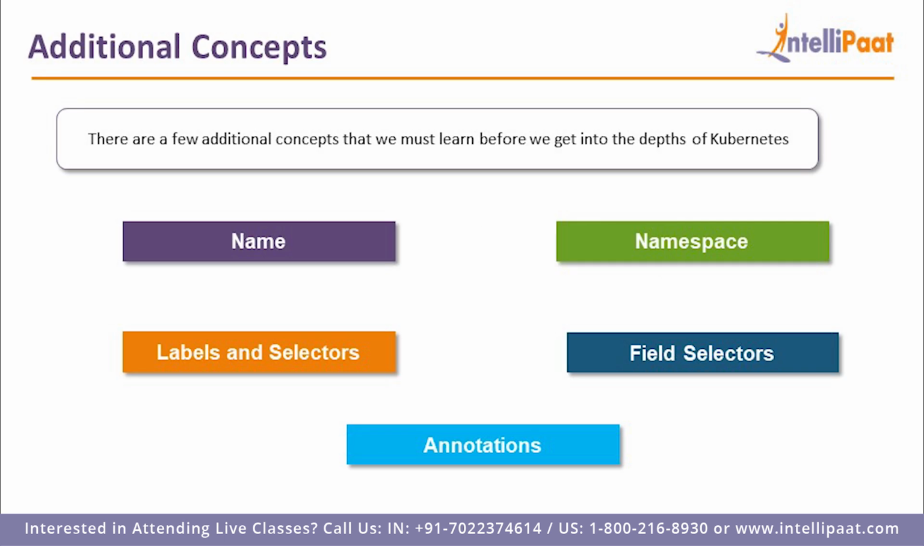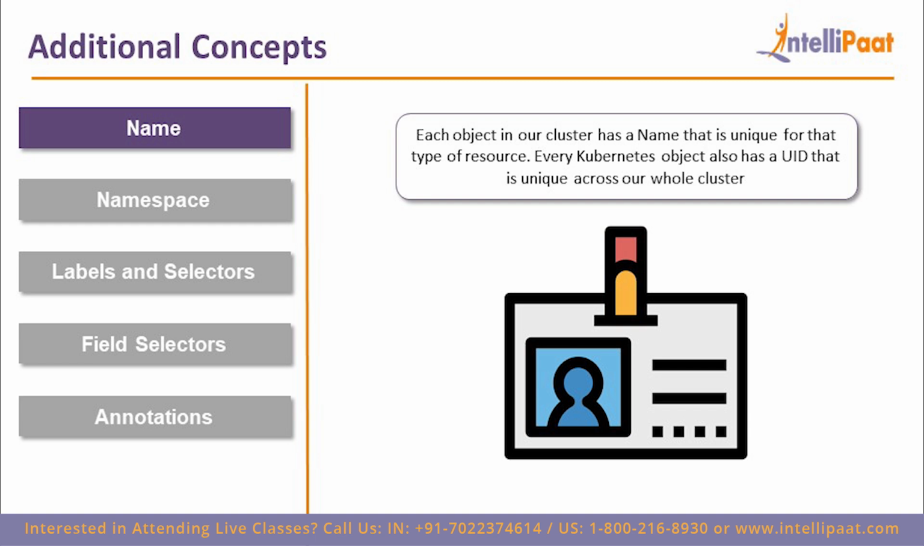Okay, so there are a few additional concepts that we must touch upon before we get into the depth of Kubernetes, namely namespaces, labels and selectors. If you remember, inside of the YAML file, we saw the labels as well as the selectors in there. There are the field selectors and there are some annotations that you should know about, right? So let's begin. With name, each object in your cluster has a name that is unique for that type of resource. Every Kubernetes object also has a UID that is unique across the whole cluster.